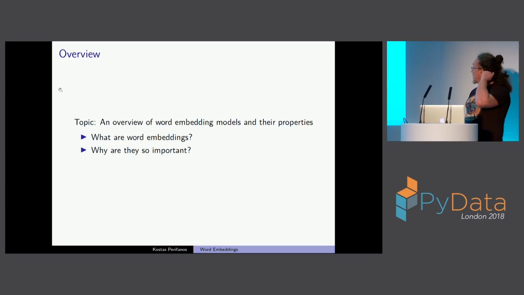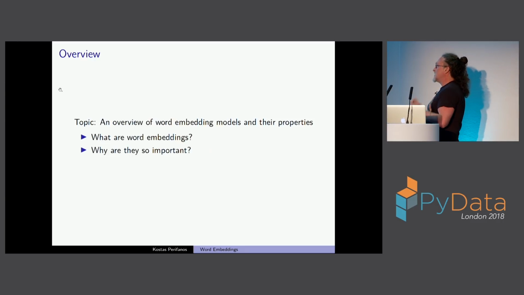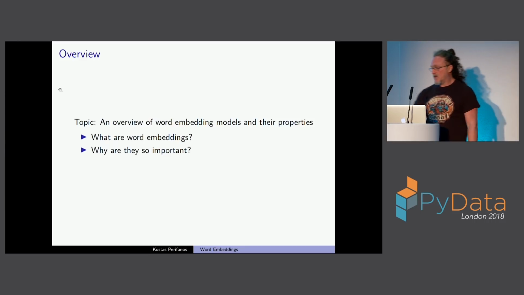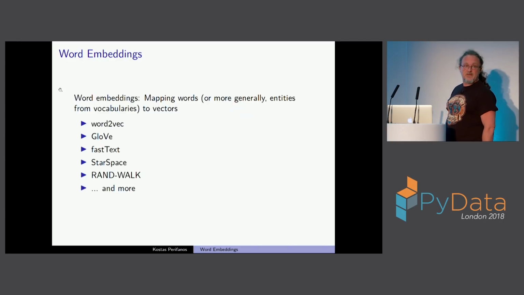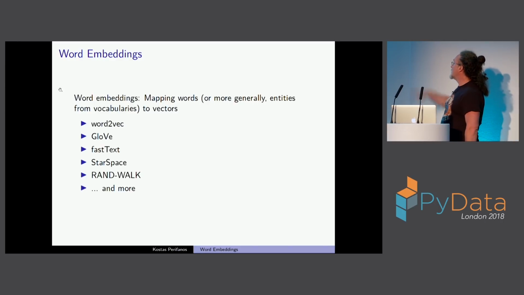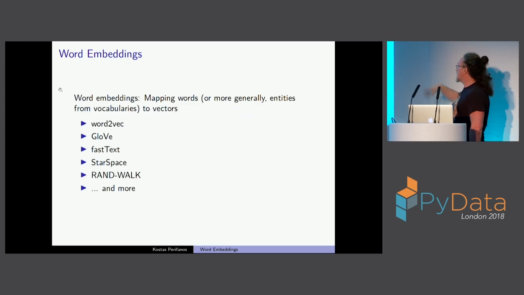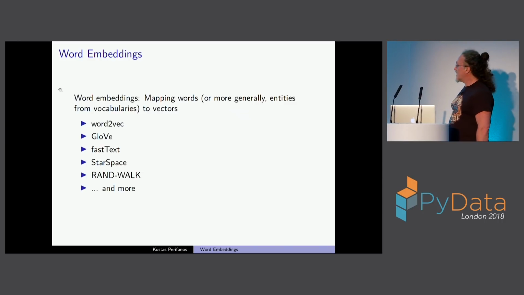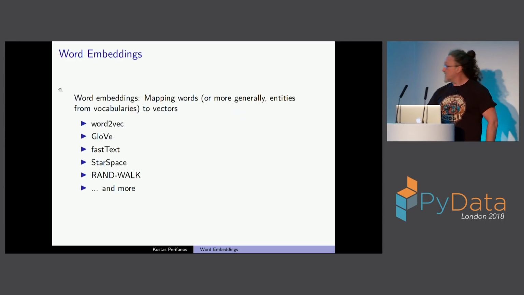So we'll be doing an overview of word embedding models and their properties. We'll be discussing what they are, and why they are so important. There are several models in the literature. We have already mentioned the most common of them: word2vec with two variations, GloVe, fastText, StarSpace, and there are even more, like Poincaré embeddings for hierarchical models, which I don't even touch. There are several ways and literature around how we actually create embeddings for combinations of objects.